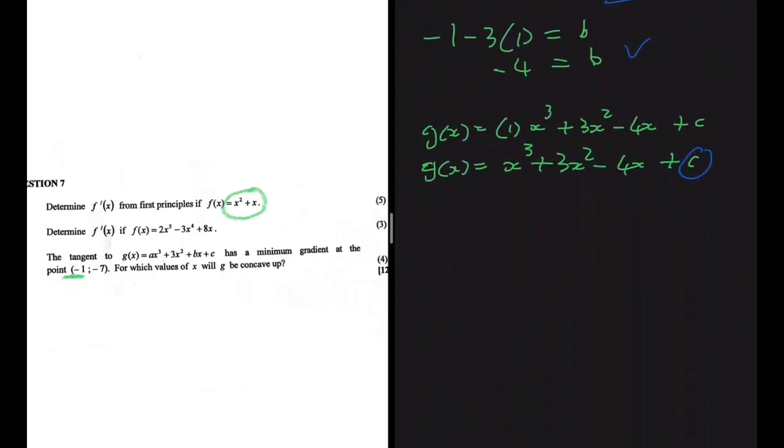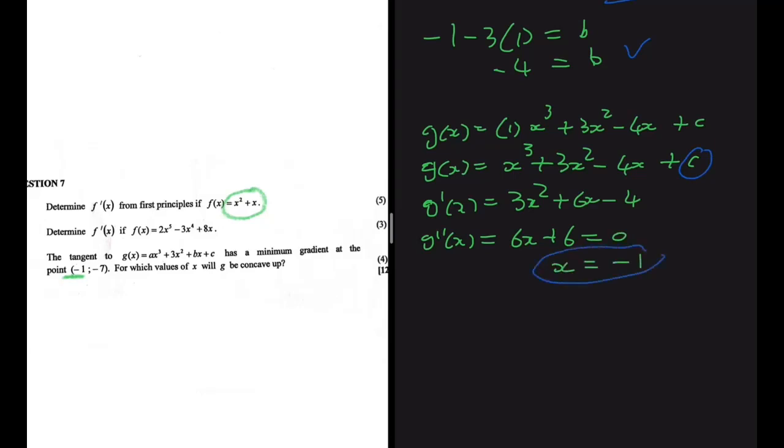So if we derive this twice in an attempt to find the point of inflection, we're going to say that g prime of x will be equal to 3x squared plus 6x minus 4, right? And then we derive it again, we get 6x plus 6, and this is equal to 0. So it should be easy to see now that x will be equal to minus 1, right? So our point of inflection is at x equals minus 1.